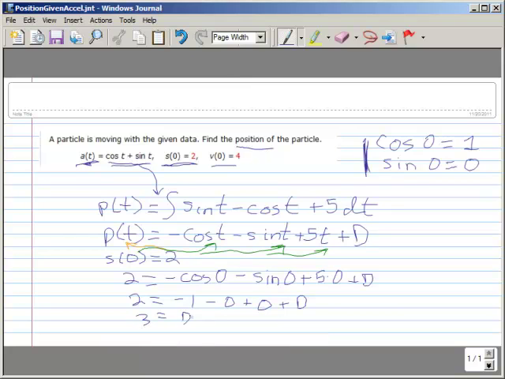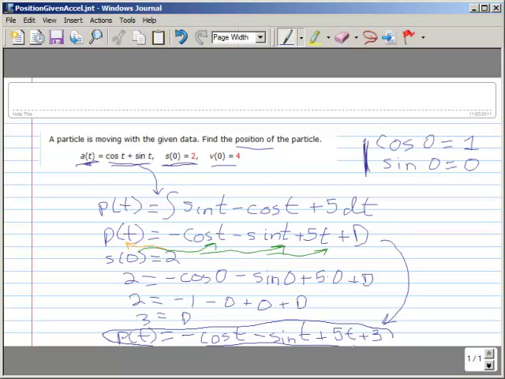So putting things together, since we found that d is equal to 3, we can put that in our position function. p of t is going to be equal to negative cosine of t minus sine of t plus 5t plus the value we just found for d, which is 3. That just came from taking this and putting that down there. Great work. So we found our position function here.